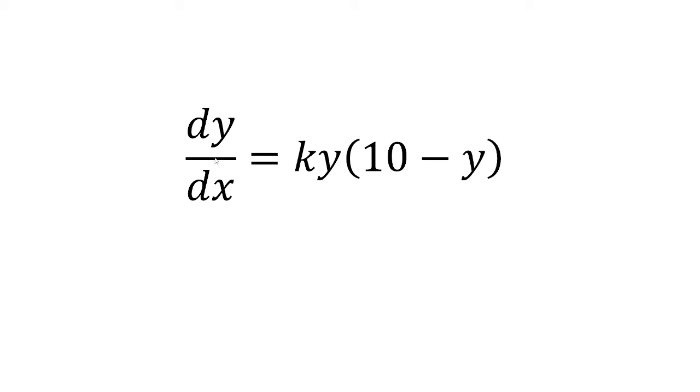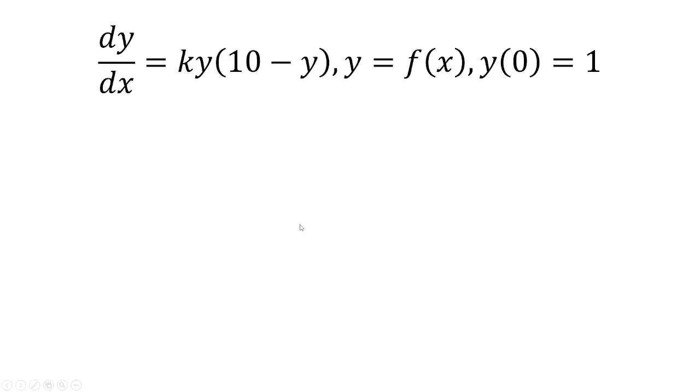Consider the differential equation dy/dx = ky(10 - y). We want to use Euler's method with two steps of equal size to approximate f(2) in terms of k. Now, y = f(x) is going to be the particular solution, and the initial condition is y(0) = 1.